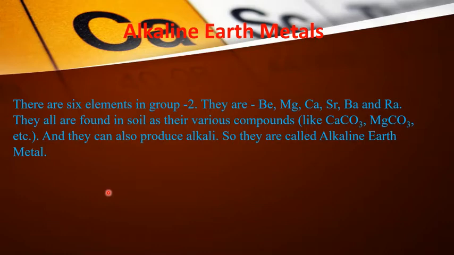They are found in soil as their compounds and they also produce alkali. So they are called alkaline earth metals. For example, calcium belongs to group 2 and period 4. That means it is an element of group 2. It is called an alkaline earth metal because calcium is found in the earth as its compounds calcium carbonate, calcium chloride, calcium sulfate, and it also produces alkali, calcium hydroxide, when it is dissolved in water. So calcium is called an alkaline earth metal.